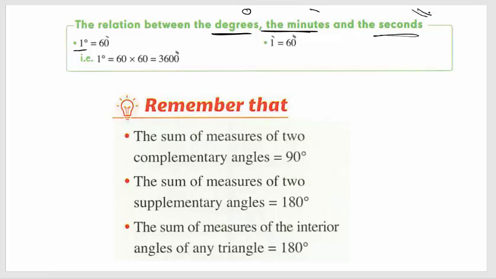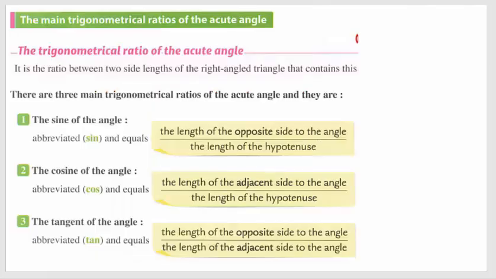Also, the second one to remember is the supplementary angles. What is the meaning of the supplementary angles? The supplementary angles are two or more angles whose sum equals 180 degrees. And the last point is that the sum of interior angles of any triangle is 180 degrees. Now, let's move to the next step.